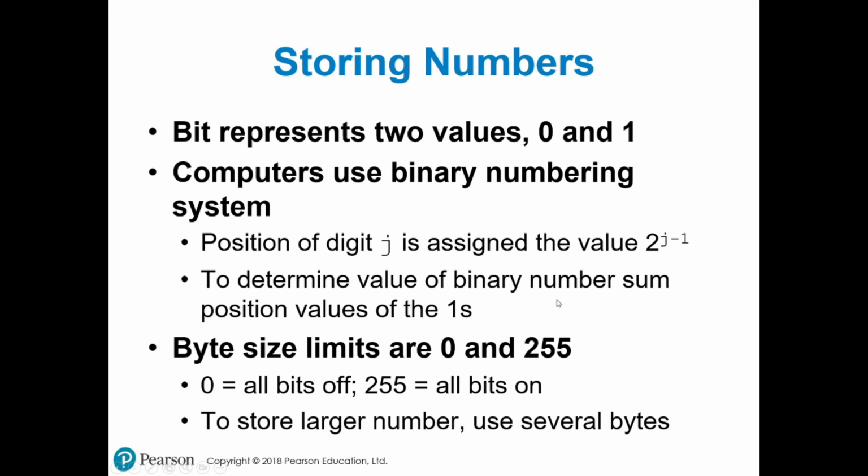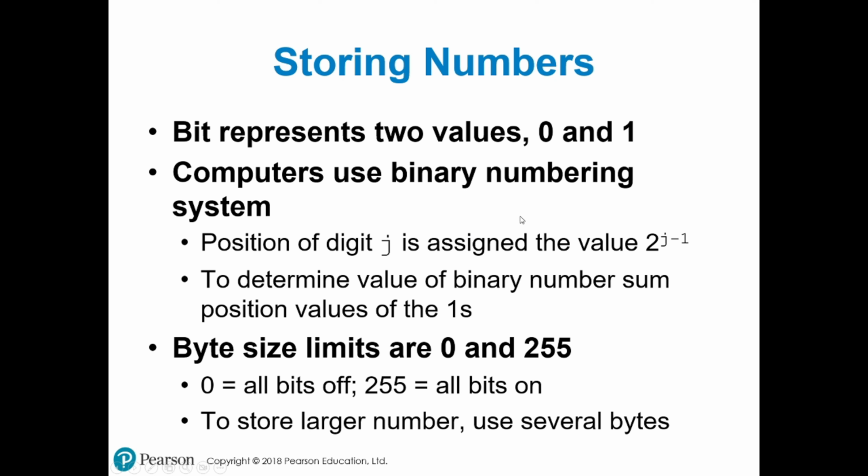Coming to storing numbers. Like we saw, a bit represents two values, either zero or one, and the computer uses the binary numbering system. I think you might know this binary numbering system already, but still, for example, the value is 1 and 3 zeros, 1000. So the value is 8.